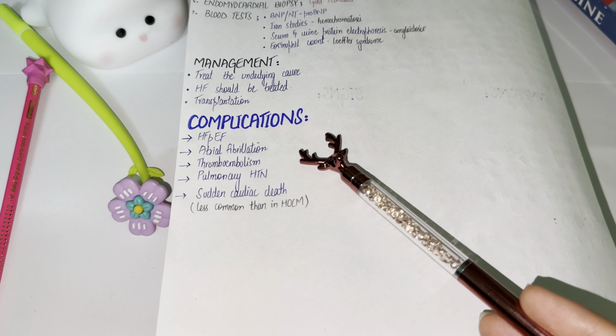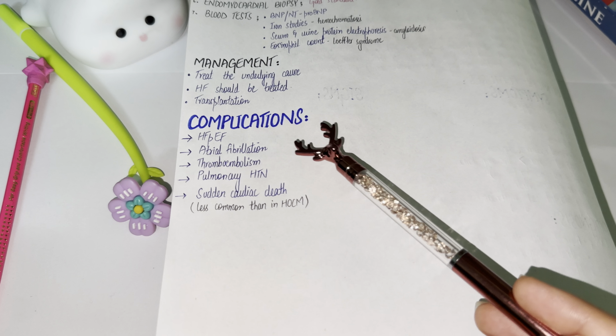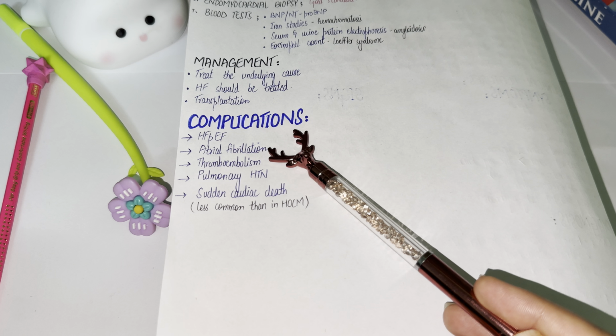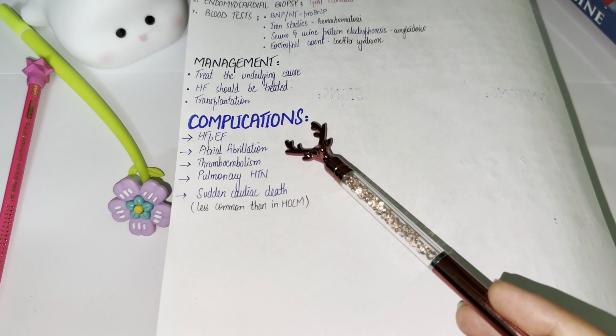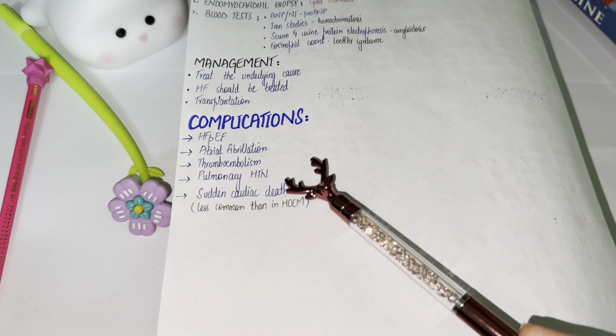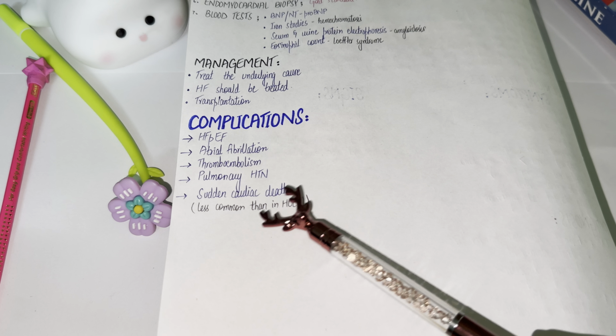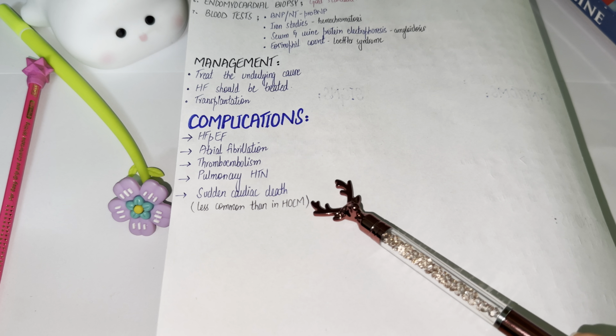Now, the complications of restrictive cardiomyopathy are heart failure with preserved ejection fraction, atrial fibrillation, thromboembolism, pulmonary hypertension, and sudden cardiac death. But the sudden cardiac death is less common than in hypertrophic cardiomyopathy.